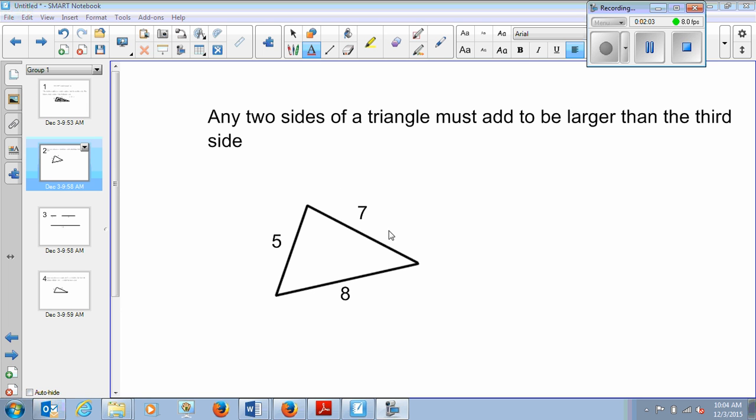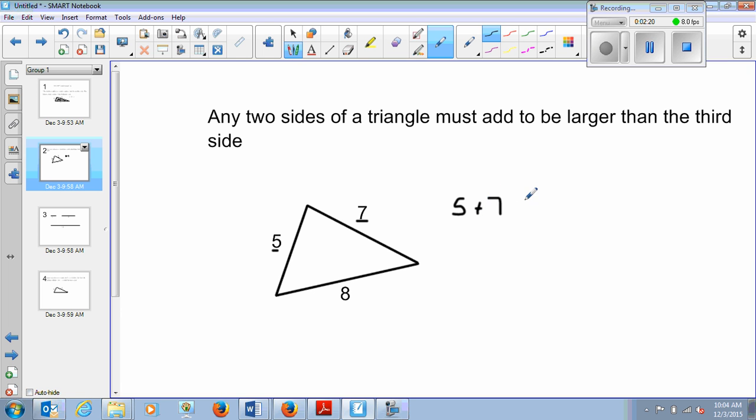Now what this is essentially saying is that any of these two sides that I add together, there's three sides, so I have three possible combinations, must add up to be larger than the third. So I'm going to start with 5 and 7. Is 5 plus 7 greater than 8? Which is what we must have here. 5 plus 7 is 12. 12 is greater than 8.